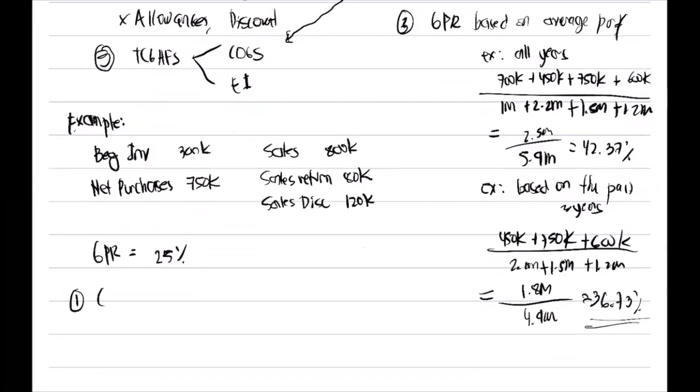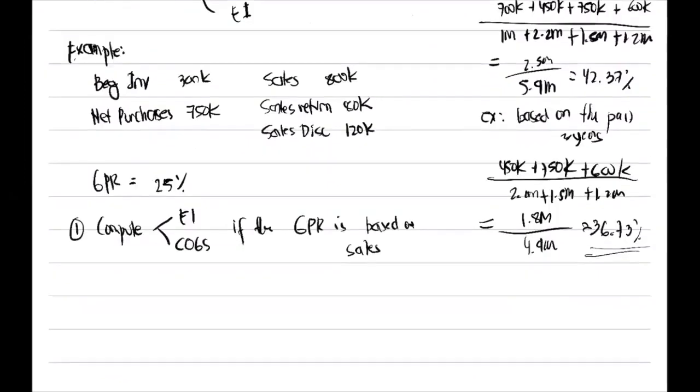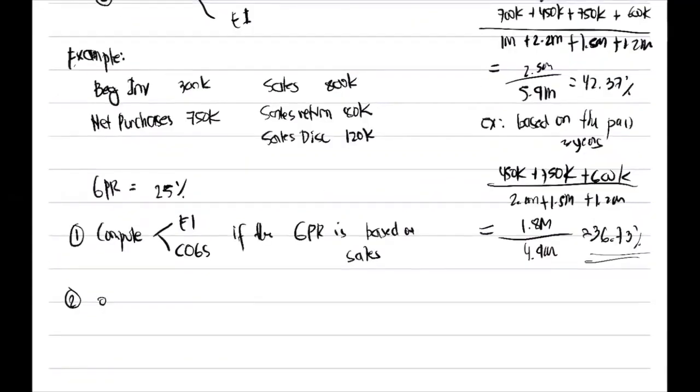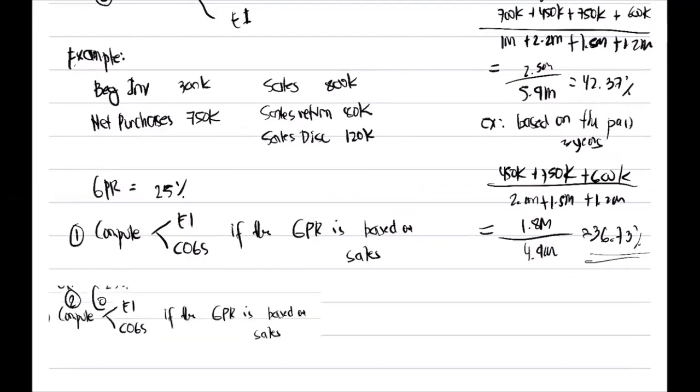So first, compute for the amount of your ending inventory and cost of goods sold if the GPR is based on sales. And then another one is to compute for the amount of your ending inventory and cost of goods sold if the GPR is based on cost.